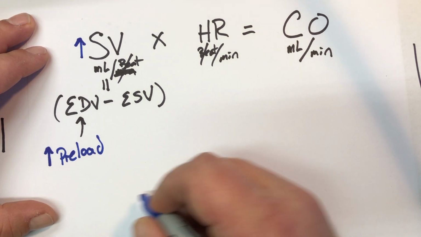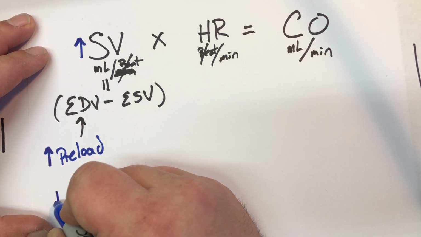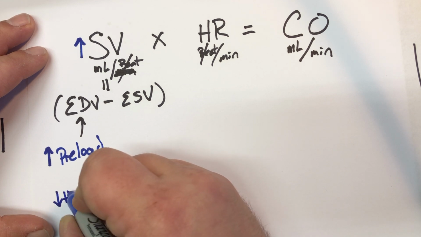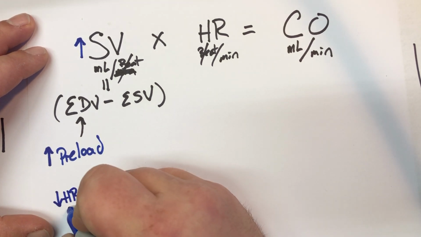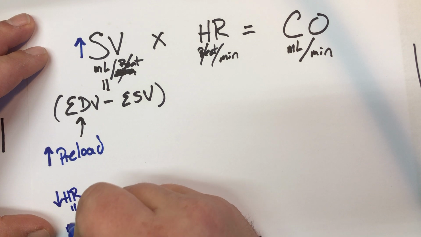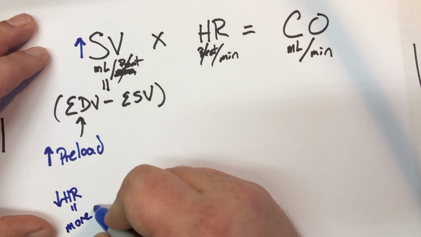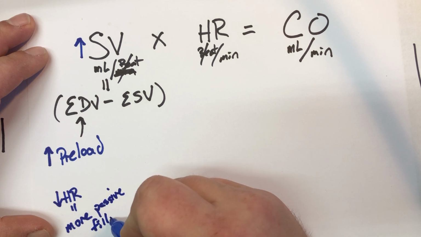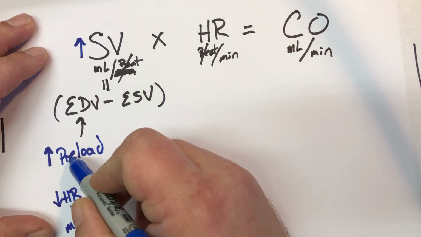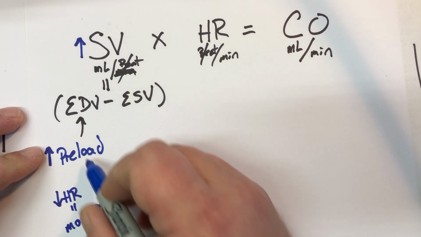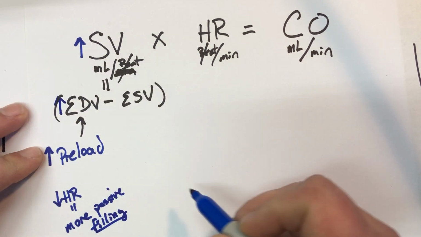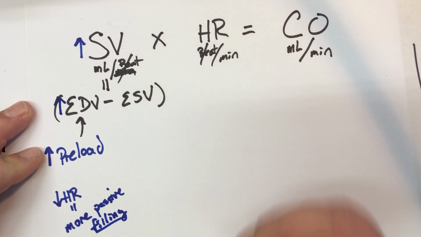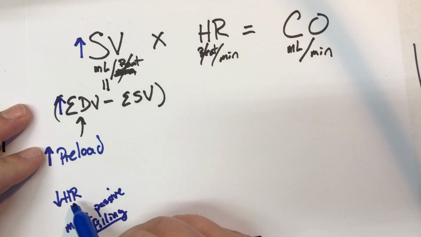One, we can have a slow heart rate. Slow heart rate equals more passive filling. More passive filling will increase preload. More filling equals a higher amount of blood in the heart before contraction. Now, here's the only drawback.